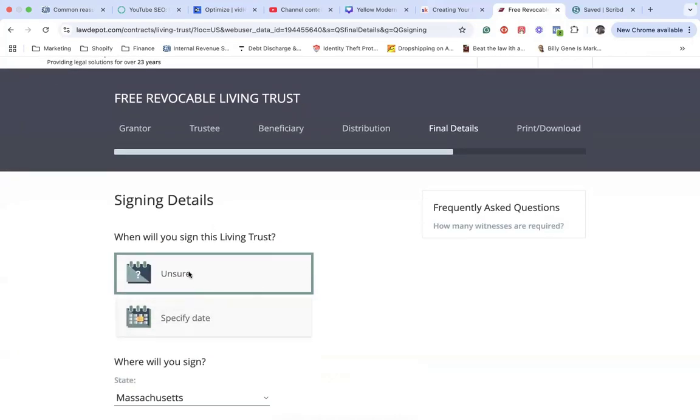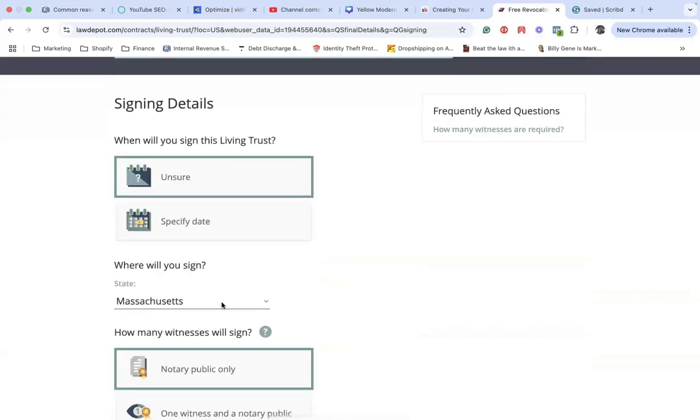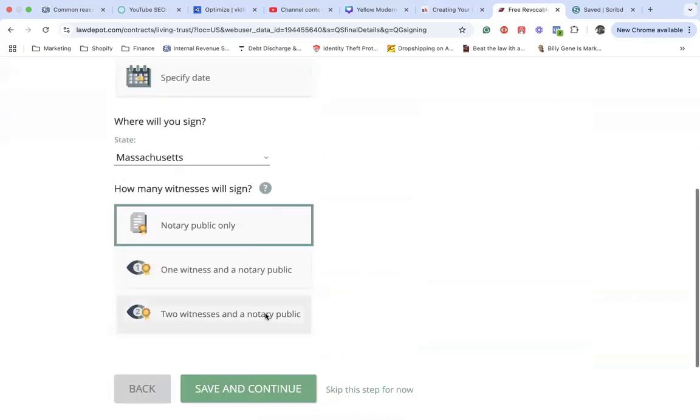When will you sign? You could put unsure, Massachusetts, notary public. You can do one witness and notary public, or you could do just notary public. I would do notary public. It's really up to you. If you have two beneficiaries on there, you could just put two witnesses, and they can also be the witness when you're signing.